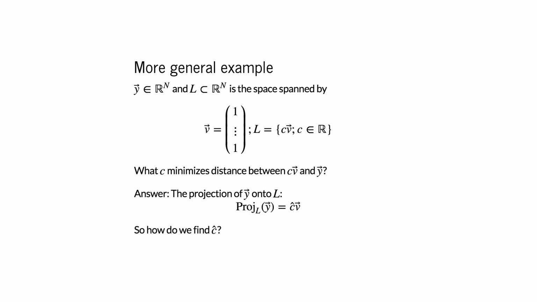Right, so the way we would write it is like this. We would have v with an arrow on top. That's going to be the vector that defines the space. It's just many ones, all ones.